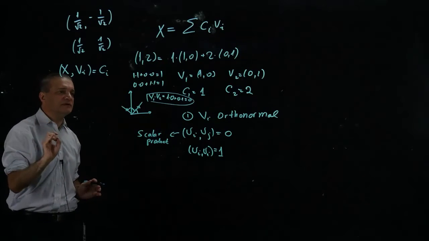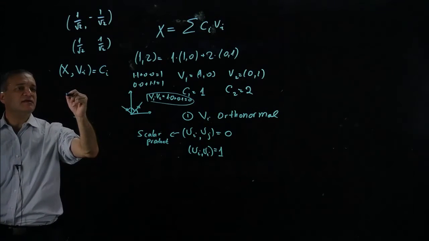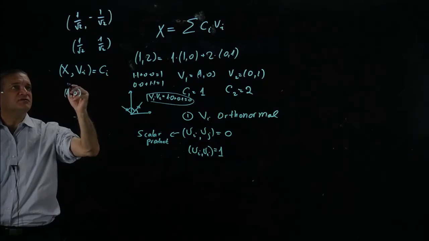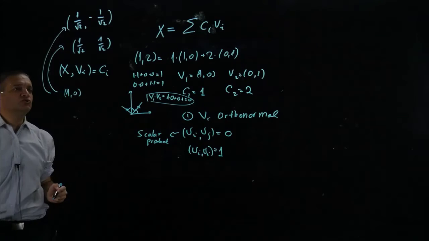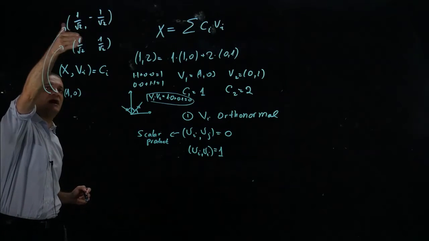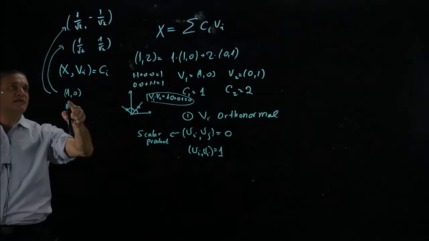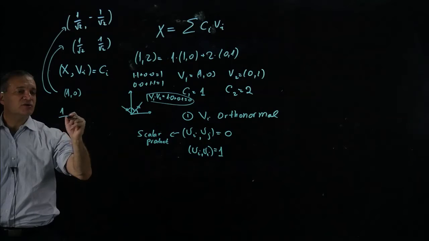So for example, if you have a vector of the form (1, 0), to find its coordinates in this basis, all you need to do is take the scalar product of (1, 0) with these vectors. If you take (1, 0) with (1 over square root of 2, ...), you're going to get 1 over square root of 2.